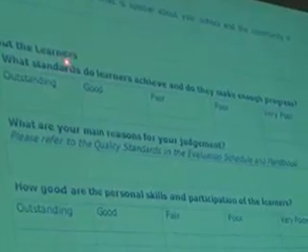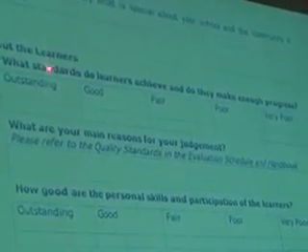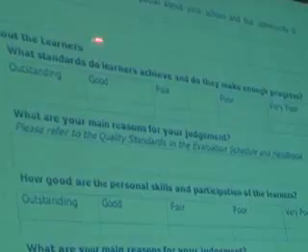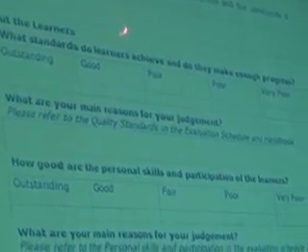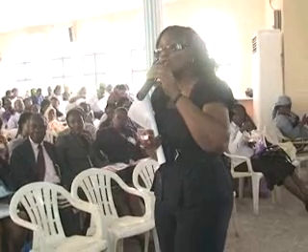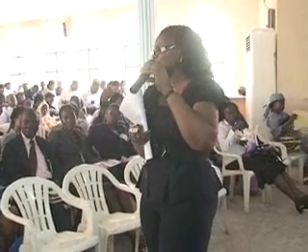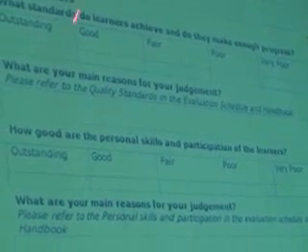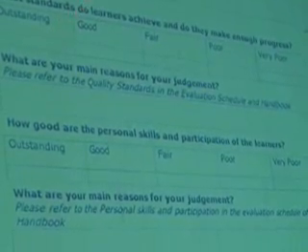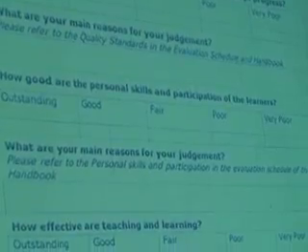You will now refer to the quality standards in the evaluation schedule that you have been given. It's inside your CD. It tells you stage by stage what you are expected to look at. How good are the personal skills and participation of the learners? Then the next one says, what are your main reasons for your judgment? So if you say outstanding, you must state your reasons. So we are still talking about the learner.